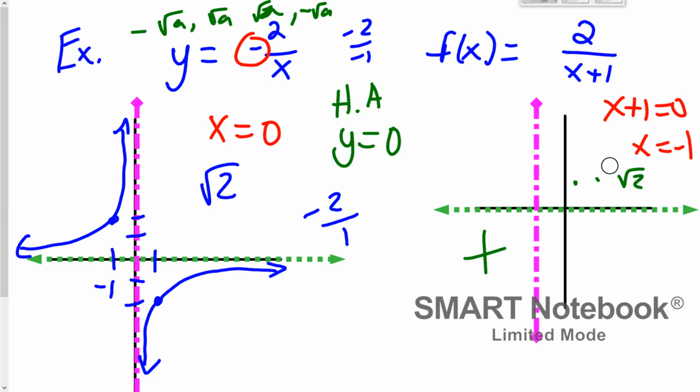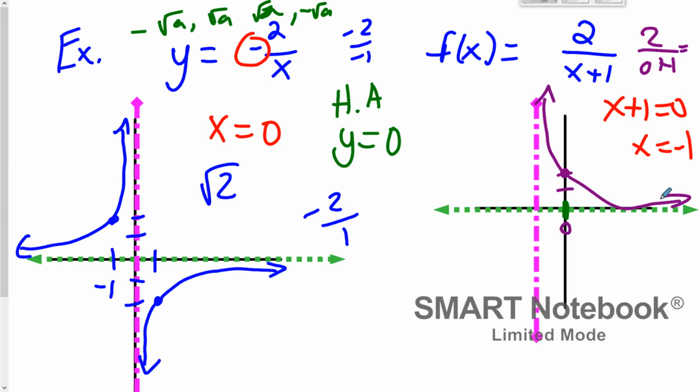Or again, you could just plug in numbers, then you don't have to find the square root of 2. So I can plug in 0 here, and 2 over 0 plus 1 would be 2. So that's 0, I'm up 2, plot my point. I'm going to go up towards this one because I can't cross this horizontal, and down towards the horizontal, can't cross it. So there's one branch, and I can get the other.